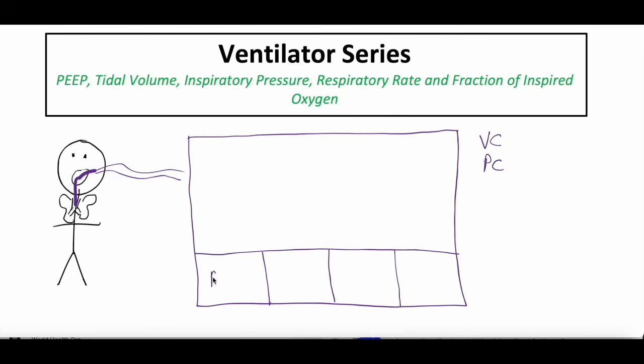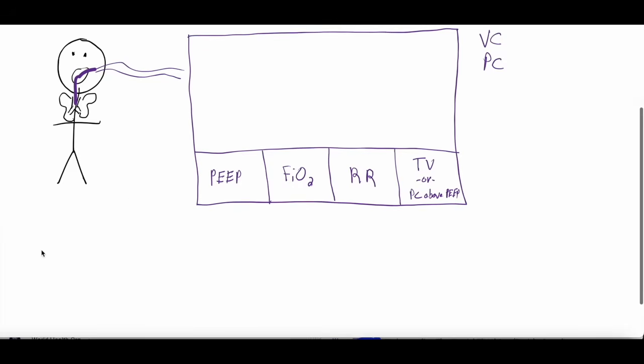And those options are going to be the PEEP, the FiO2, the respiratory rate, and then either the tidal volume or the pressure control above the PEEP. And that's what we're going to talk about today, all 4 of these. So starting with the PEEP. The PEEP stands for positive end-expiratory, one too many E's, good for us. Positive end-expiratory pressure. Lots of words.